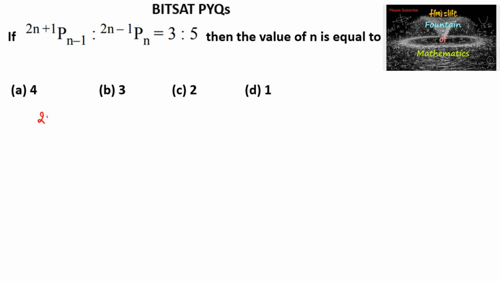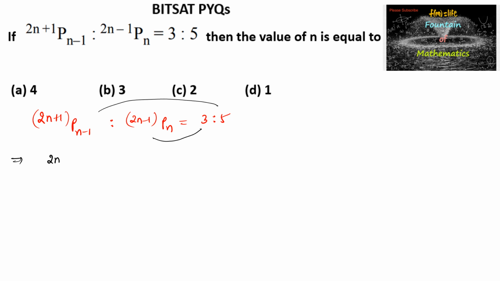Given that 2n plus 1 P n minus 1 is to 2n minus 1 P n is equal to 3 is to 5. So we can say product of extremes is equal to product of means. So from here we can write 2n plus 1 P n minus 1 multiplied with 5 is equal to 3 times 2n minus 1 P n, and we know the formula nPr is equal to n factorial upon n minus r factorial.